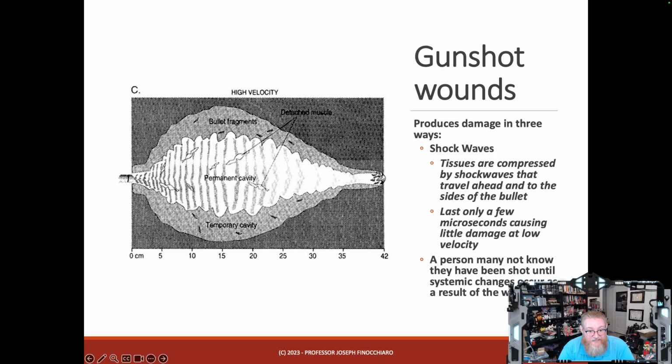And lastly, we have the shock wave. Tissues are compressed by shock waves that travel ahead and to the sides of the bullet. They last only a few microseconds and cause little damage at low velocity. A person may not know they've been shot until systemic changes occur as a result of the wound.